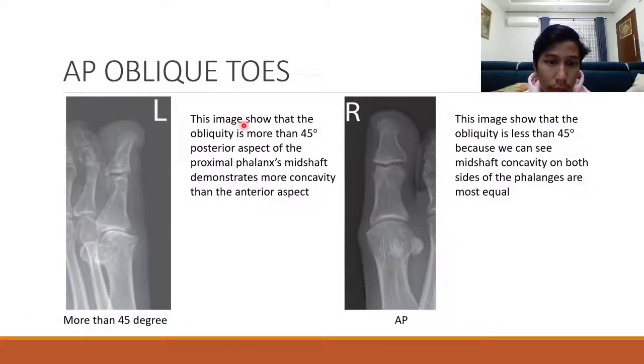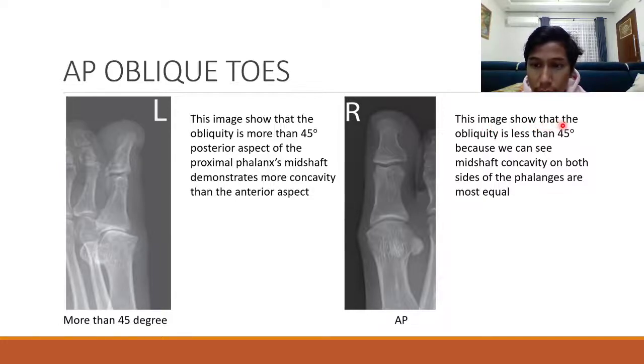Oblique toes. This image shows that the obliquity is more than 45 degrees. The posterior aspect of the proximal phalanx midshaft demonstrates more concavity than the anterior aspect. The posterior aspect has more concavity than the anterior aspect.